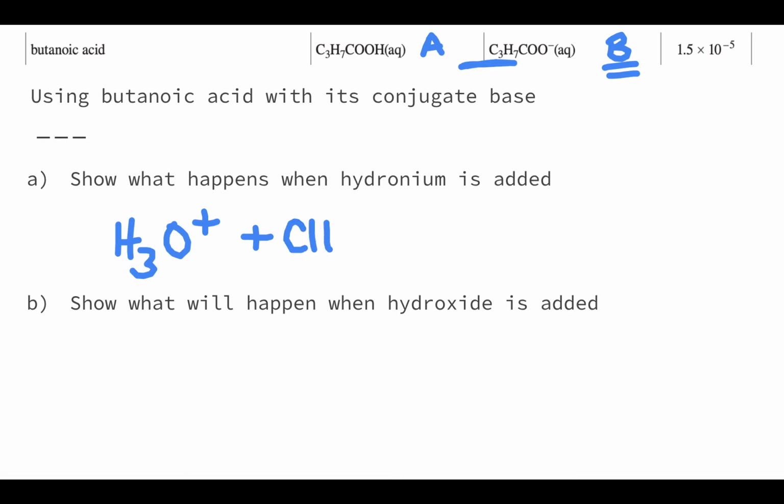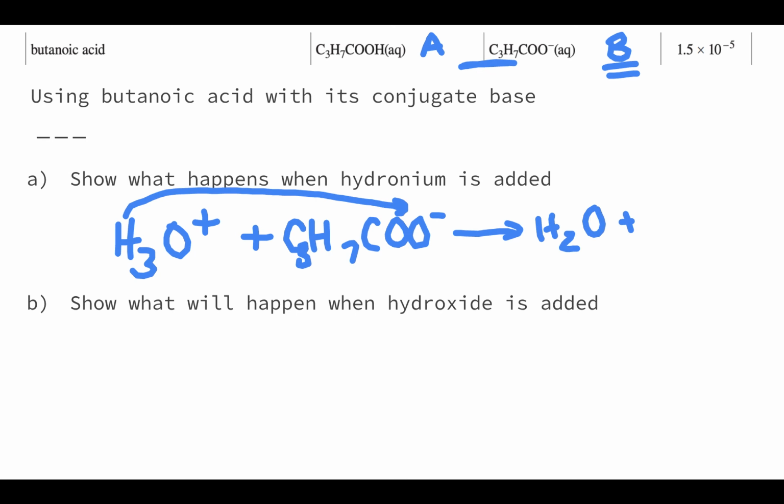So if we wanted to show that reacting, we have H3O+ and C3H7COO negative, and because it's a strong acid, our arrow would just go in one direction, meaning it's not in equilibrium, and we can show that the hydrogen from the hydronium is going to come over to the base and form water and C3H7COOH. So essentially, the base part of the buffer can neutralize that small amount of acid that's being added to the system. So that's how it would work if we had the hydronium added.